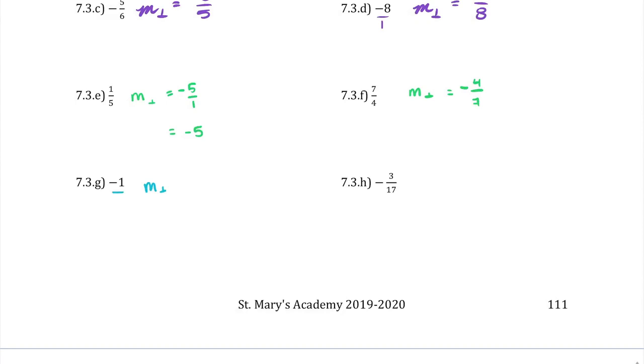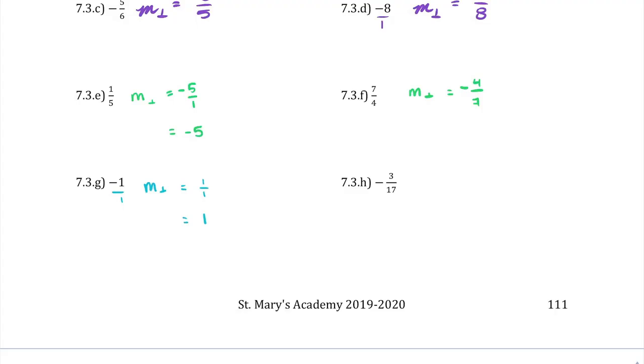Here we had -1, and we just know that -1 is still just over 1. When we flip that, same idea. It's going to still become 1/1. It's positive this time. And again, we are going to simplify it to 1.